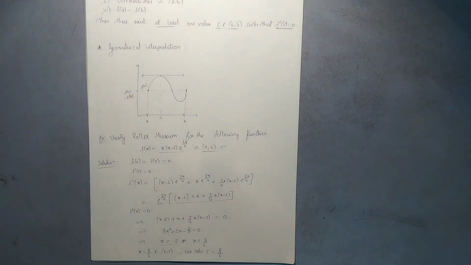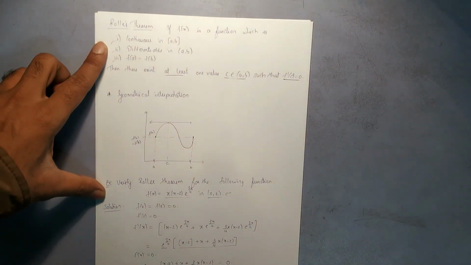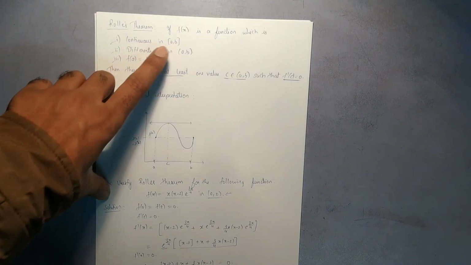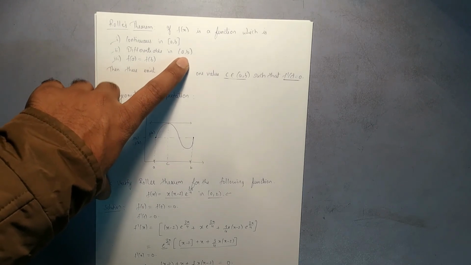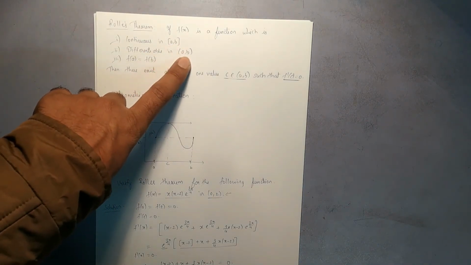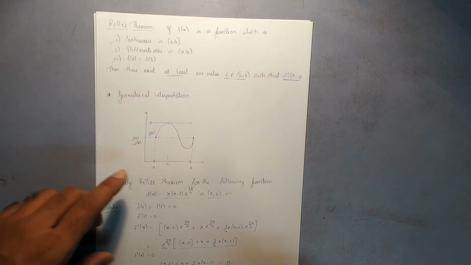Similarly, we can verify Rolle's theorem for any given function which satisfies these three conditions. The function should be continuous in the closed interval [a, b], differentiable in the open interval (a, b), and f of a is equal to f of b.